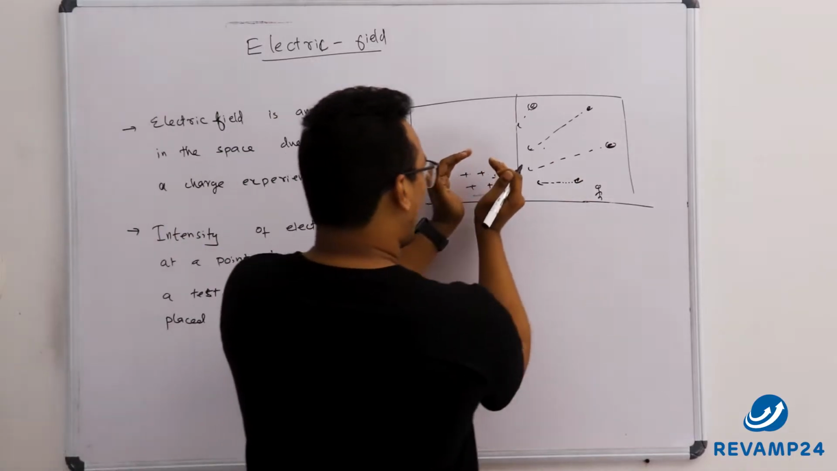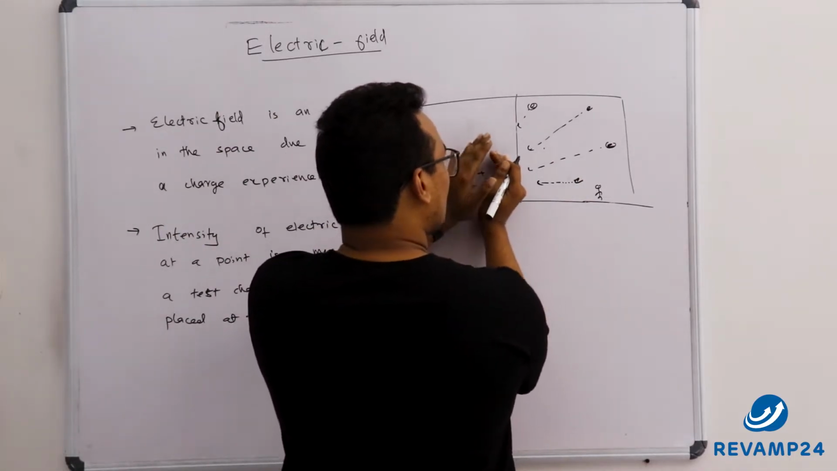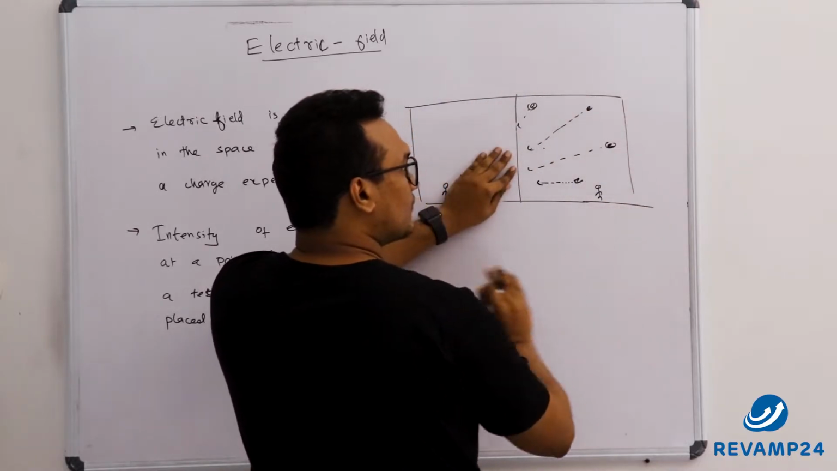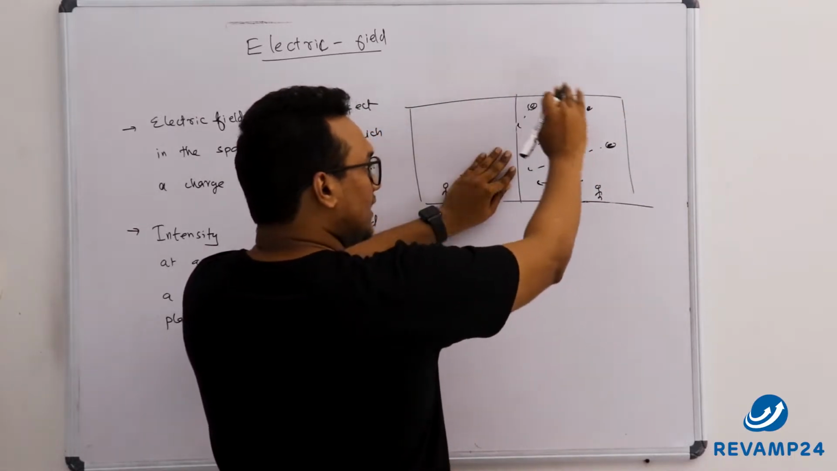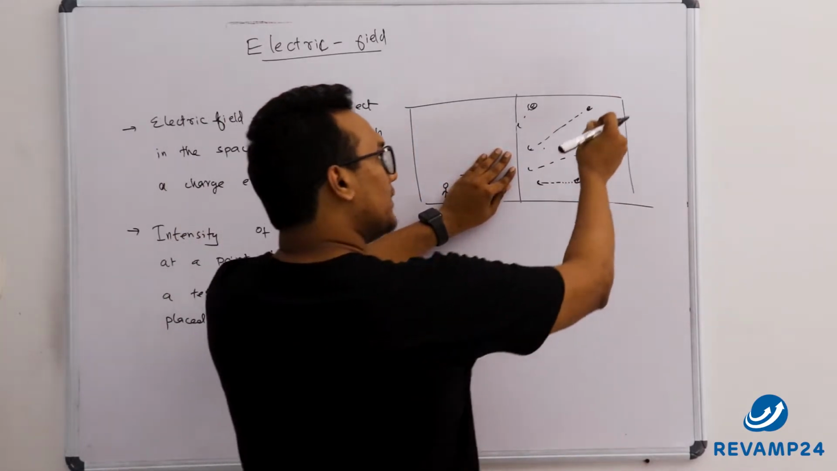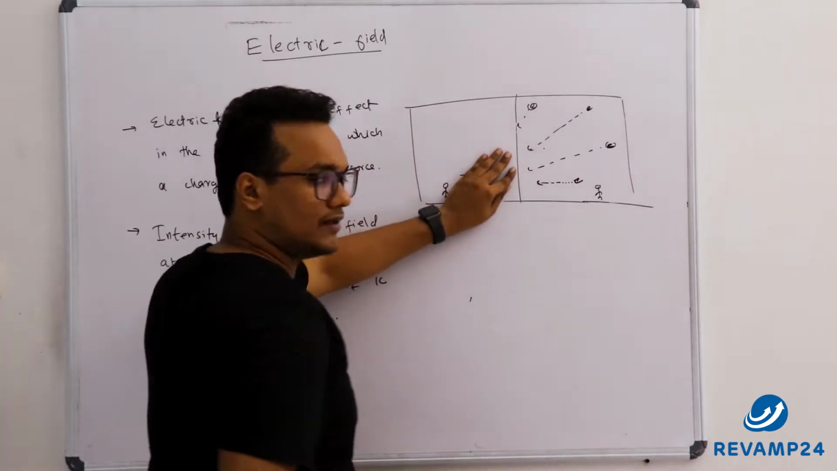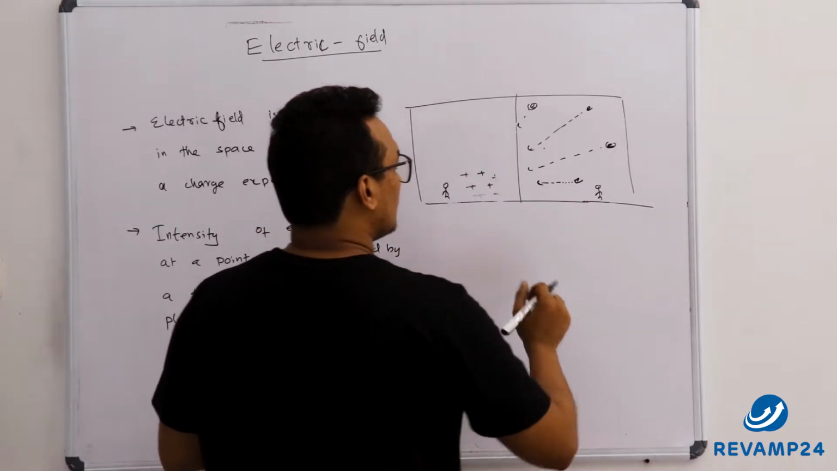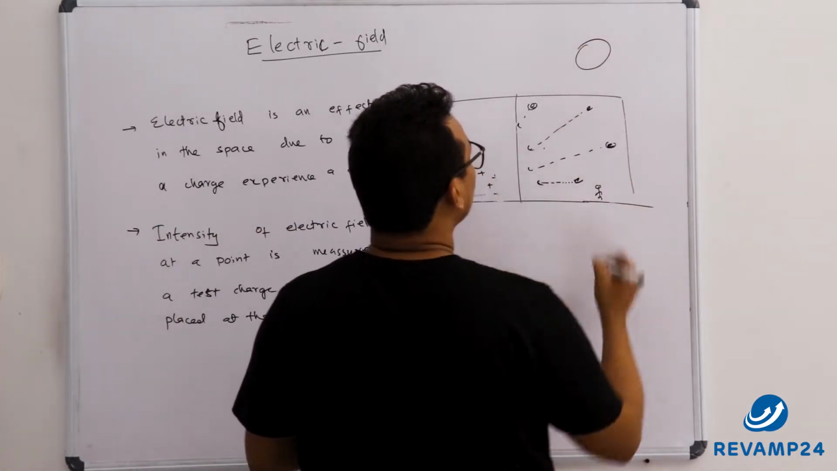So a positive charge, or whatever the charge may be, will create a field, an electric field, around it. Whenever we keep a charge in that field, it will be either attracted or repelled by that field. Another example is the earth.